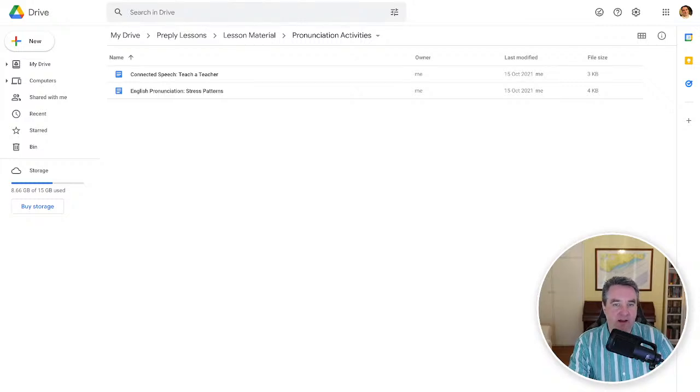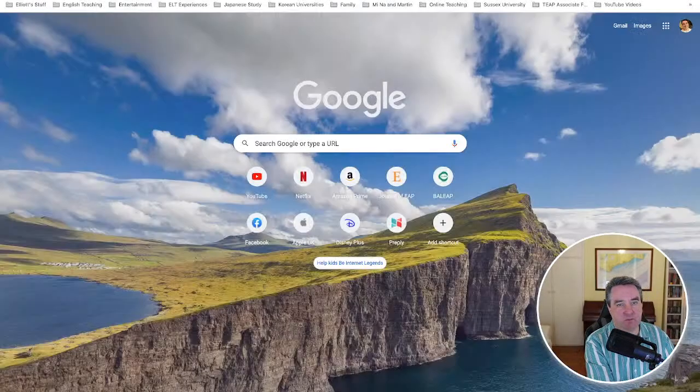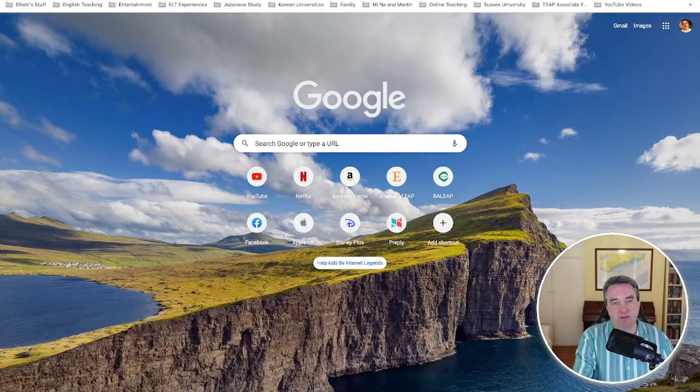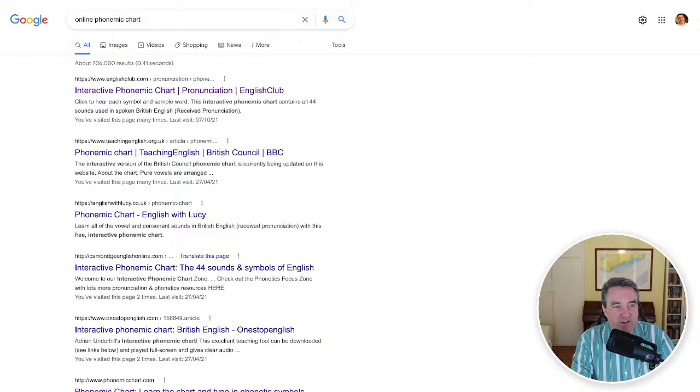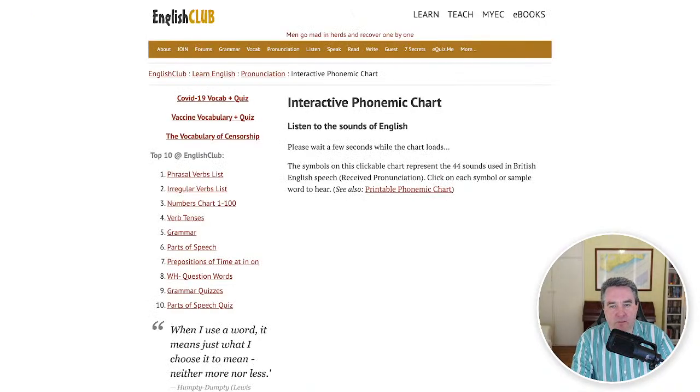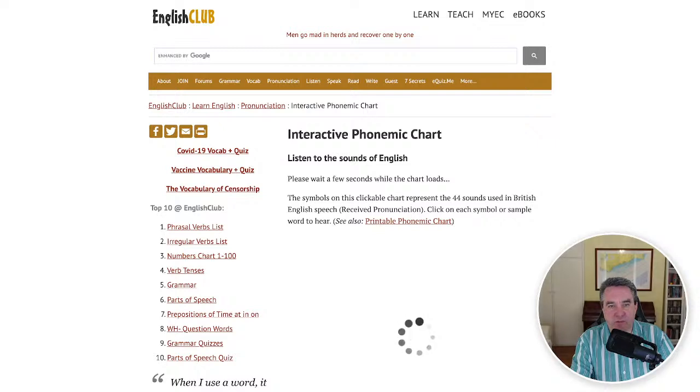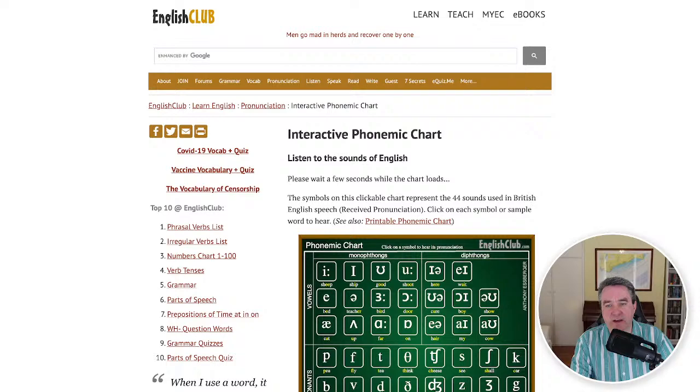and one thing that I like to try and incorporate before I start teaching pronunciation is the idea of the phonemic chart. And I normally go through the pronunciation and the phonemic chart. And if you're not too sure of the phonemic chart, there is an online interactive phonemic chart. I like this. And as you can see here, once it loads up on English Club, you have a variety of the sounds, all the sounds used in British English speech.